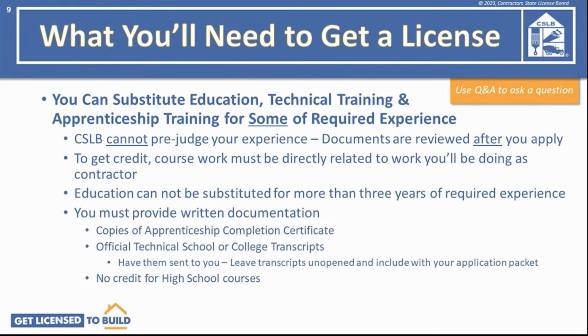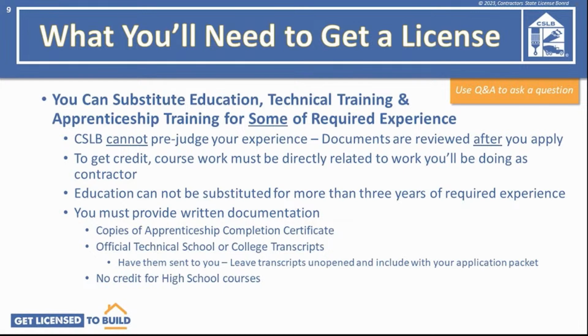Next, to get education credit, the coursework must be directly related to the work you will be doing as a contractor. Your education cannot be substituted for more than 3 years or 36 months of the required experience, meaning you will need at least 1 year of practical experience if you get the full 36 months of education credit. To apply for education credit, you must provide CSLB with written documentation. That means a copy of any apprenticeship completion certificates you earned, or official technical school or college transcripts.